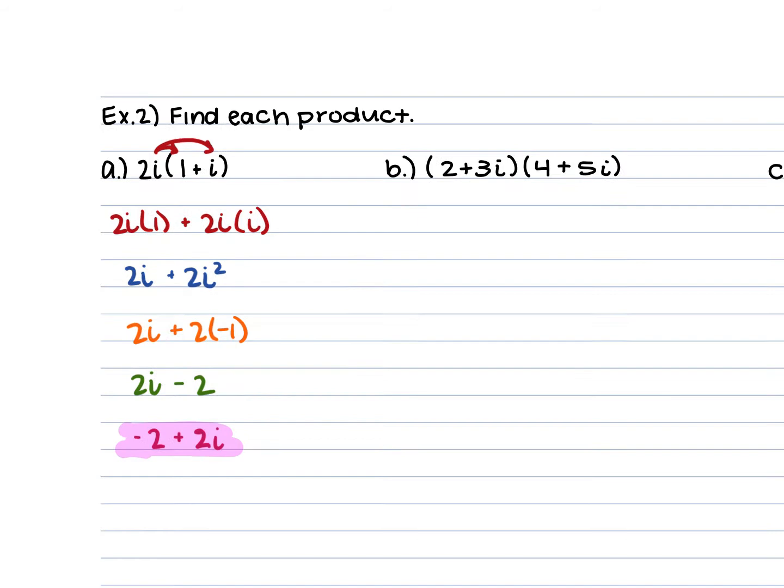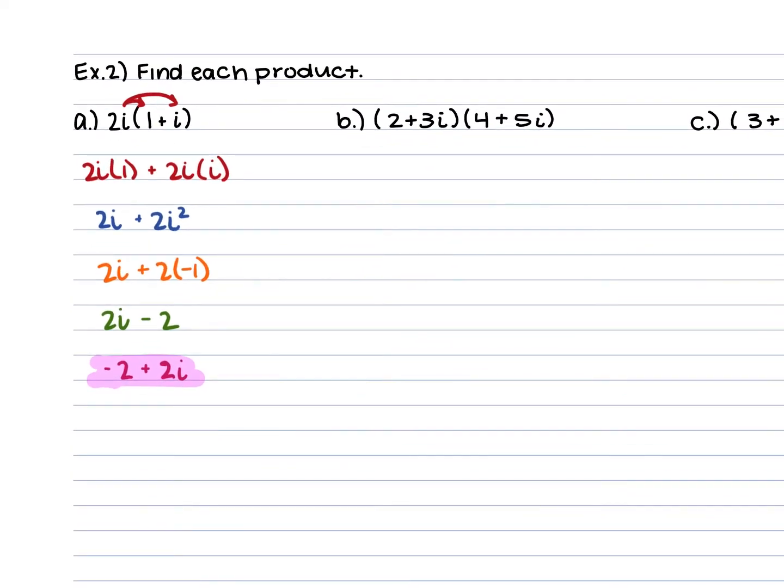So we distributed in that 2i. We multiplied it by 1. We get 2i. We multiply by i. We get 2i squared. We said that i squared is equal to negative 1. So we just replace that i squared with negative 1 and multiply it by that 2. We get 2i minus 2. Put it into your standard form of a plus bi gives us negative 2 plus 2i for our solution.